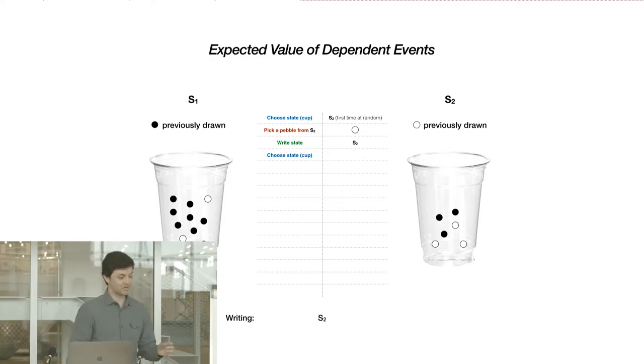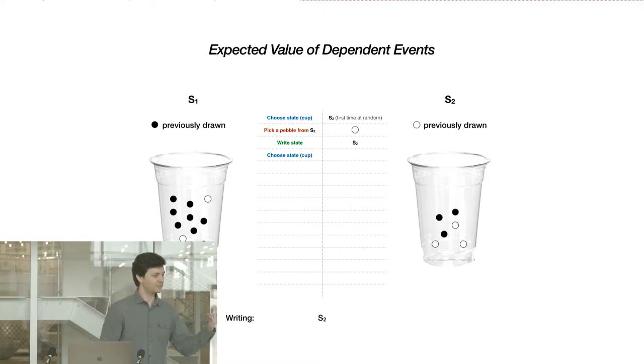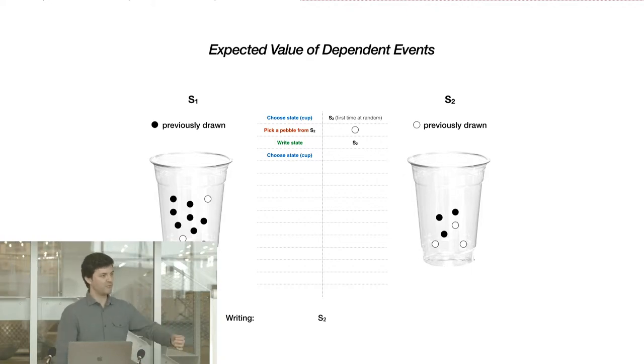We first need to choose the cup, which is the same as choosing the state. And the state corresponds with what we have drawn before. But this time, we do not pick the cup at random, because we know what happened in the previous step. We know what we've drawn before. So we do not need to randomly choose the state now. We choose the state from what we know happened in the past. What have we drawn previously? White. So we know it. And drawing a white, what state is this? Two. So we choose the cup S2.